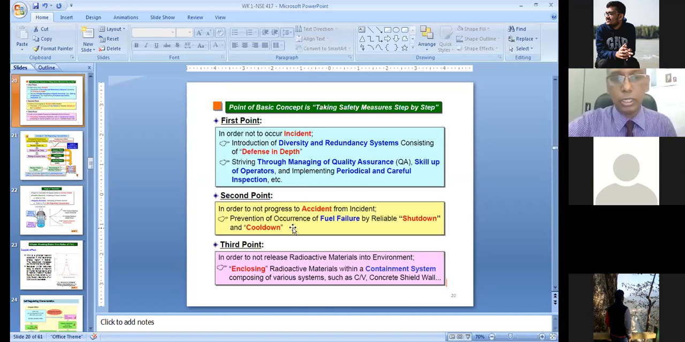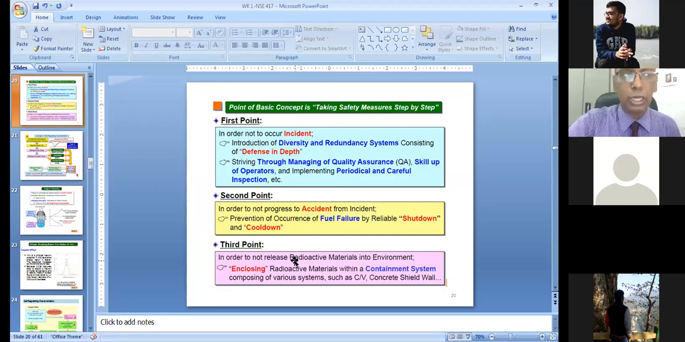Second point, in order not to progress from incident to accident, that means it was in level 2. How can you prevent that? You have to prevent the occurrence of fuel failure by reliable shutdown and cool down. That means if something abnormal happens in the reactor core, going from incident toward accident, you have to shut down the chain reaction and cool down the reactor, the fuel and the other reactor components. That is the way to avoid the accident in level 2.